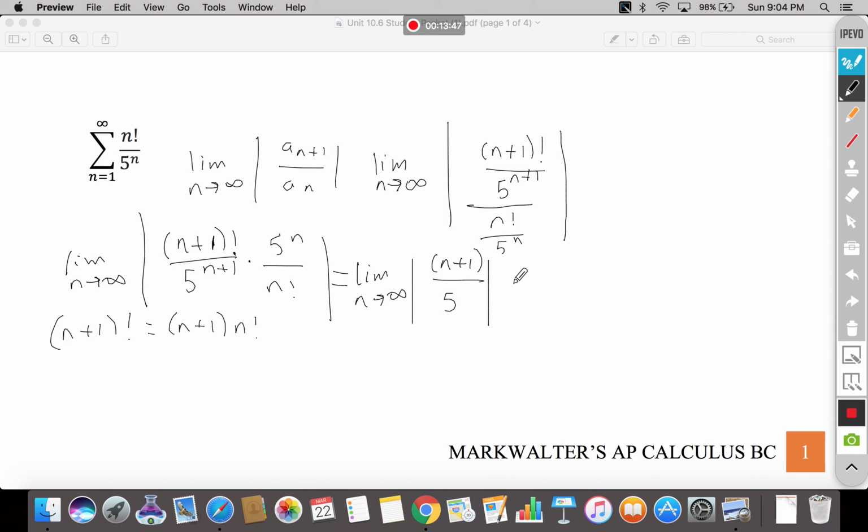What does this mean as n approaches infinity? As n approaches infinity, that's definitely going to make the numerator grow. So what does this come out to be? This then heads to infinity, which I know is greater than 1. So what do I know about this series? It diverges by the ratio test. I should have said for the last one, it converges by the ratio test.